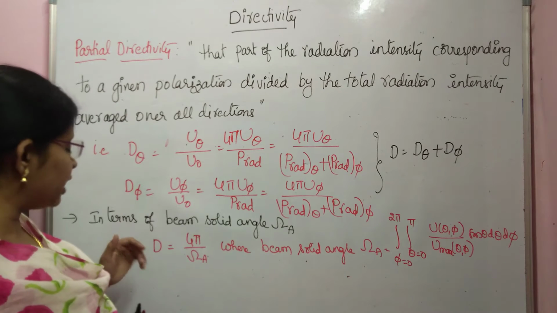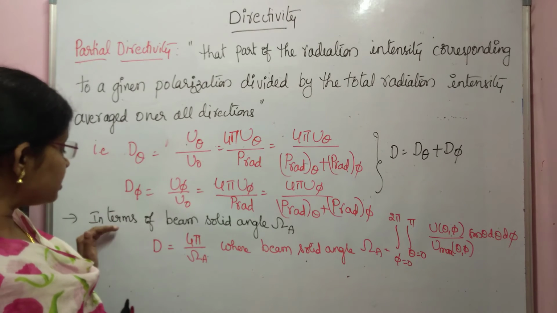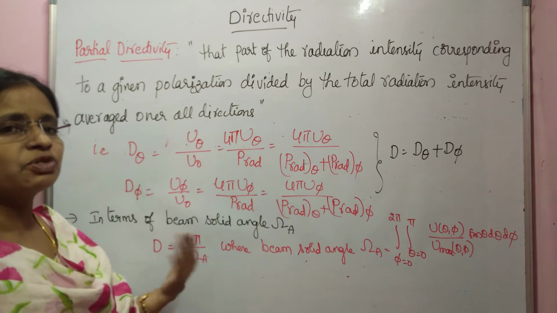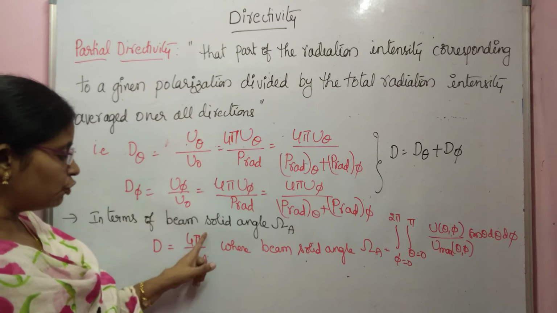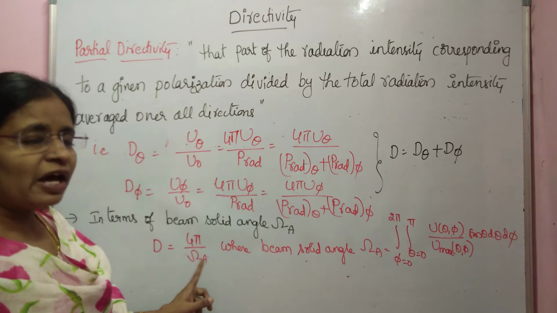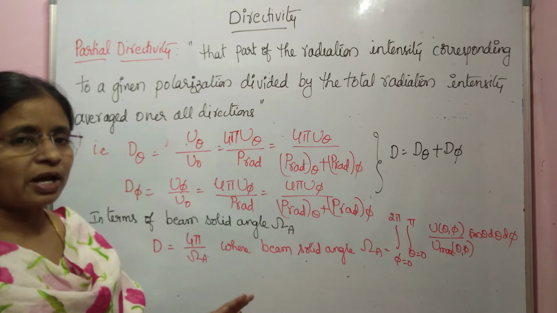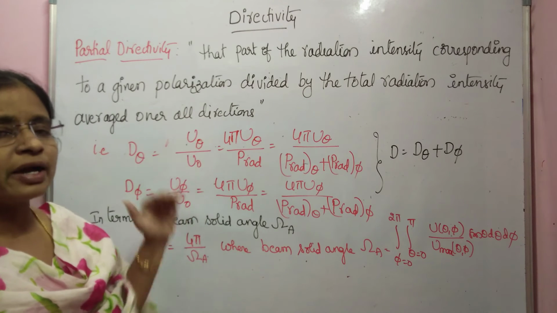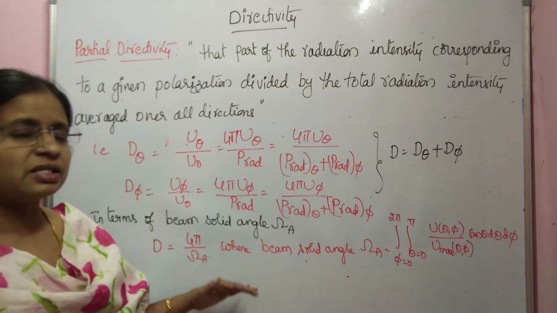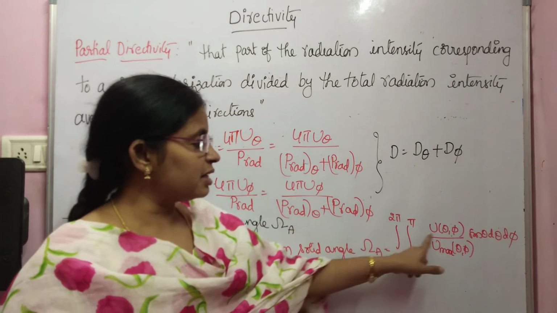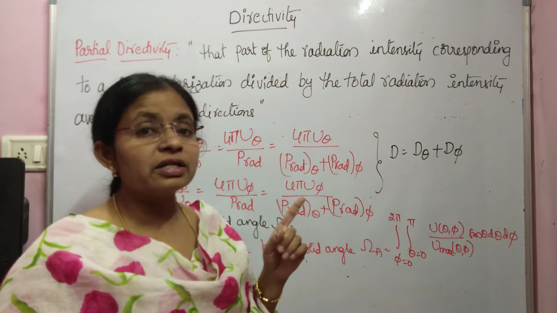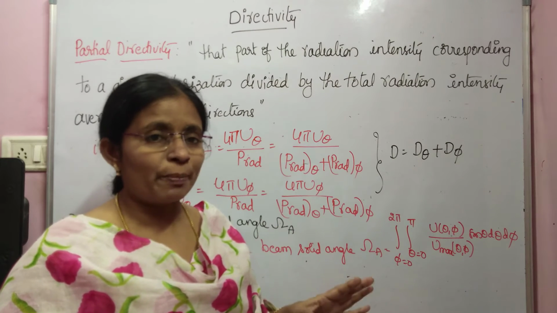Okay na, clear ga unda? Next point enti anante, yes, you have the directivity in terms of the beam solid angle also. What is the directivity? D is equal to 4 pi by omega A, where omega A is called beam solid angle. Ikkada manaki beam solid angle in terms of radiation intensity enti formula ante, so this is the formula of beam solid angle. Yes, say this is, and you know already the solid angle d omega.